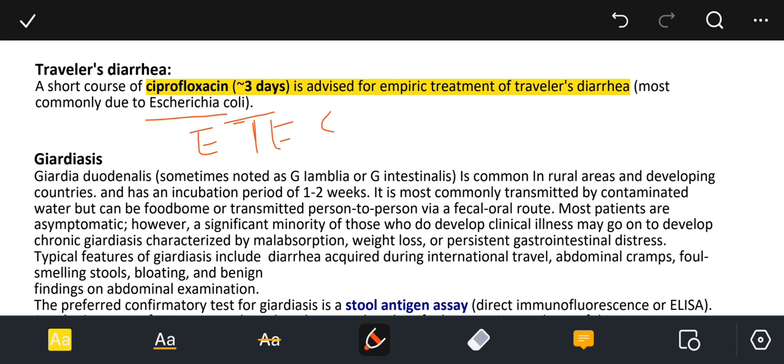Enterotoxigenic E. coli. It is subdivided into two further types, the ones which secrete cyclic GMP and the ones that secrete cyclic AMP. But basically it is ETEC that causes the traveler's diarrhea. Ciprofloxacin for 3 days is advised as an empiric treatment of traveler's diarrhea. So a person who has a history of travel should take ciprofloxacin for about 3 days.